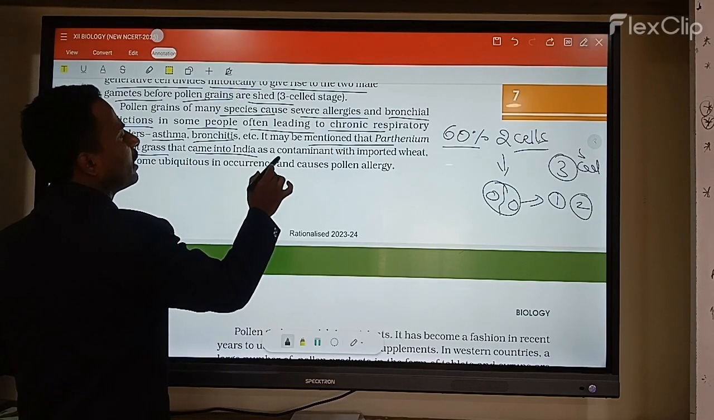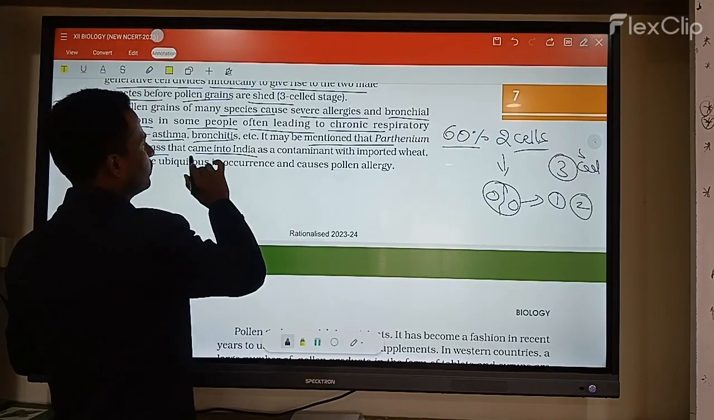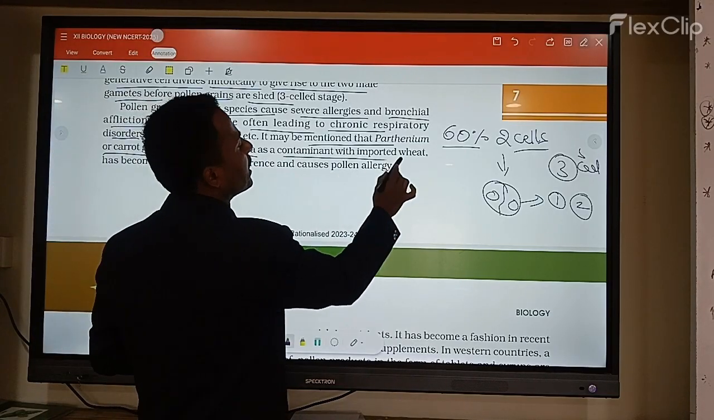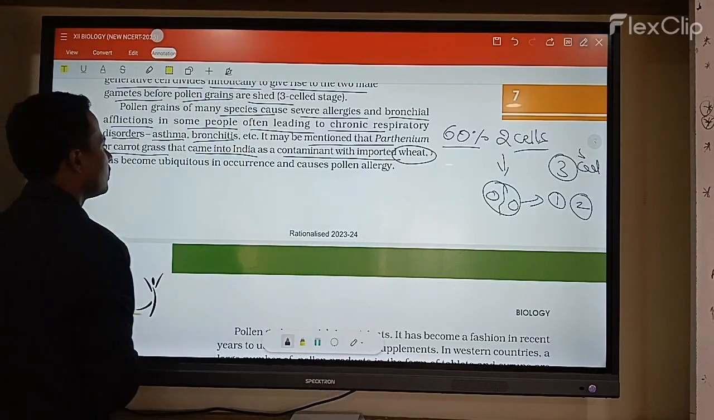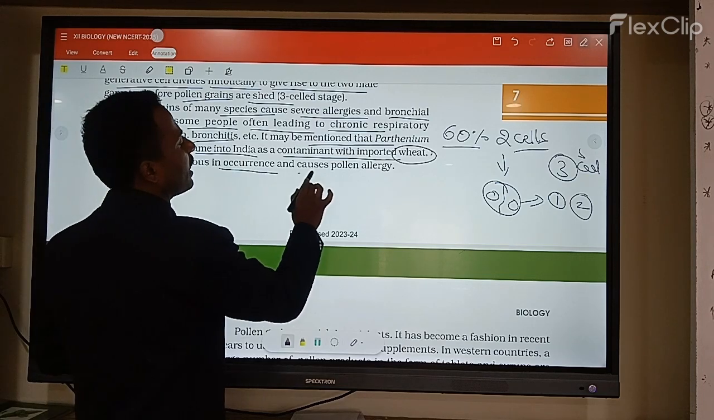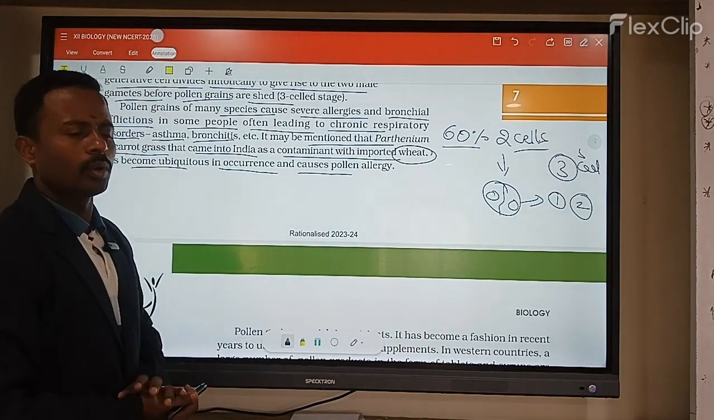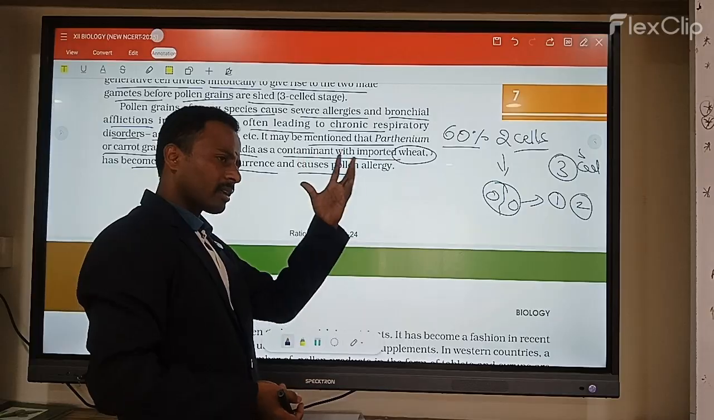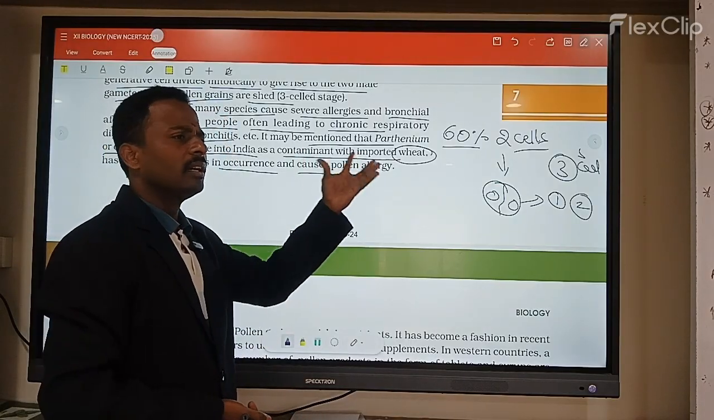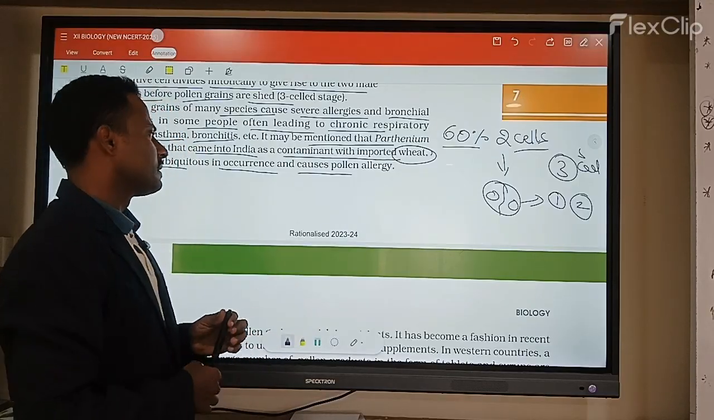Parthenium hysterophorus, carrot grass, came into India as a contaminant in wheat seeds. It has become a well-known cause of pollen allergy. The carrot grass came from Australia along with cultivated wheat seeds.